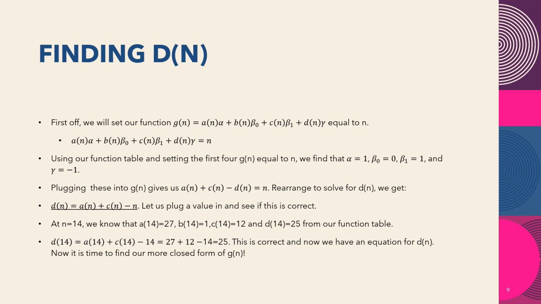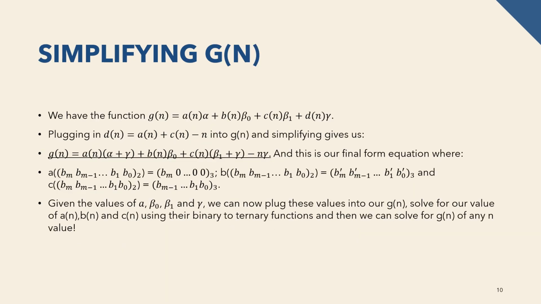So if we plug these into G of n equals n, it simplifies down to A of n plus C of n minus D of n equals n. We want to find D of n, so we rearrange this to get D of n equals A of n plus C of n minus n. And that's our D of n. Right, so now we have A of n, B of n, C of n, and D of n. But our D of n is expressed as A of n, C of n, and n.